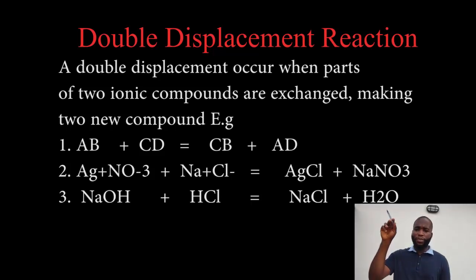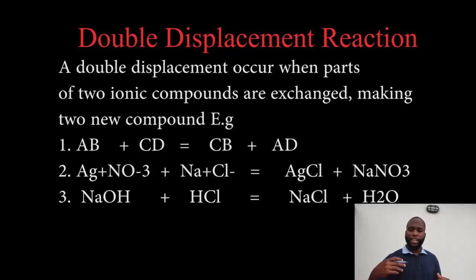While sodium, that is positive, will join the nitrate, that has a negative charge, to give us sodium nitrate. That is what we mean by a double displacement. A double displacement normally takes place by exchange of radicals in a chemical reaction.